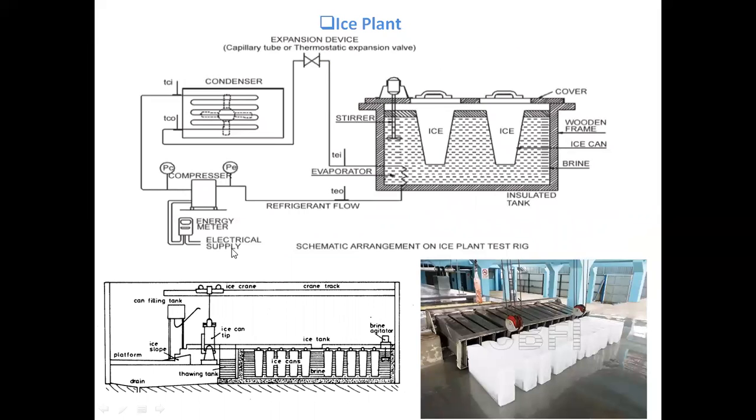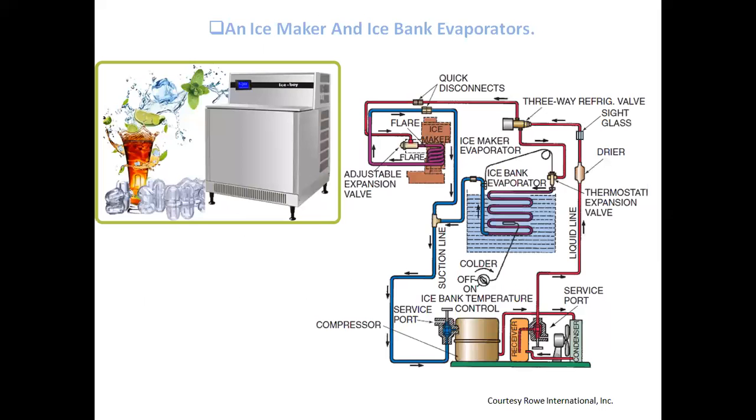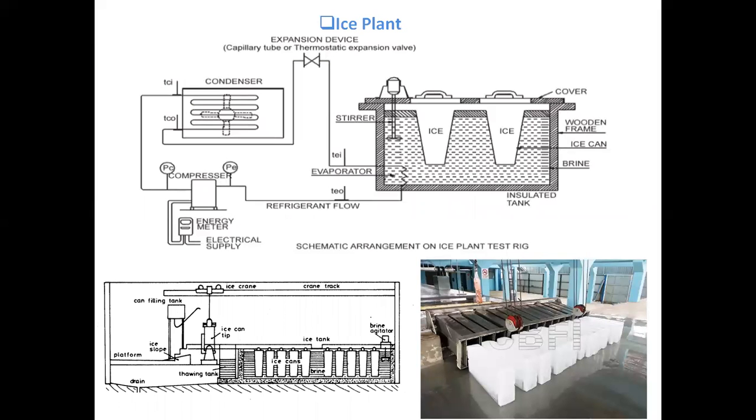Then the second application is for ice at large scale, when you require ice for hundreds and thousands of tons, you have to produce it. Then such a small system will not help. You require a huge ice plant. So as shown here, insulated brine tanks are prepared for that, which will handle the tons of ice, tons of water converted to ice in these cans.